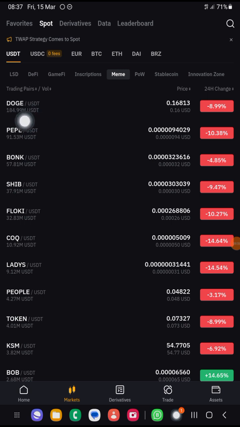You can see their capacity here. This one is worth over $184.99 million, as far as on Bybit. So you can see them. They have been ranked based on the capital invested in them.